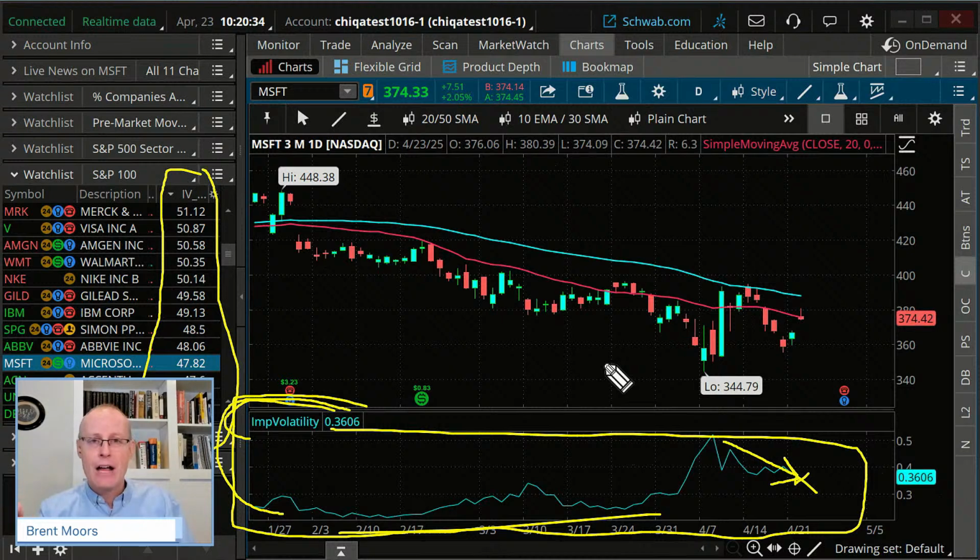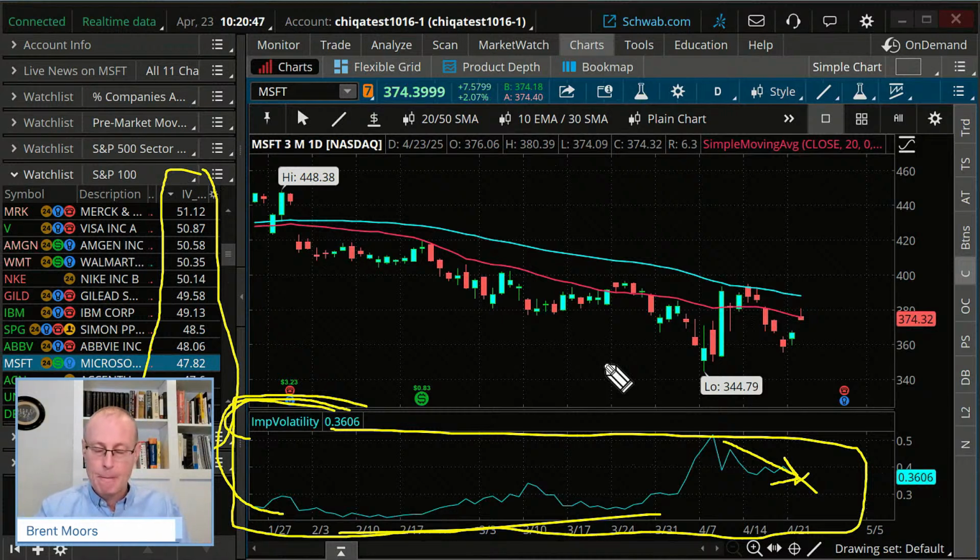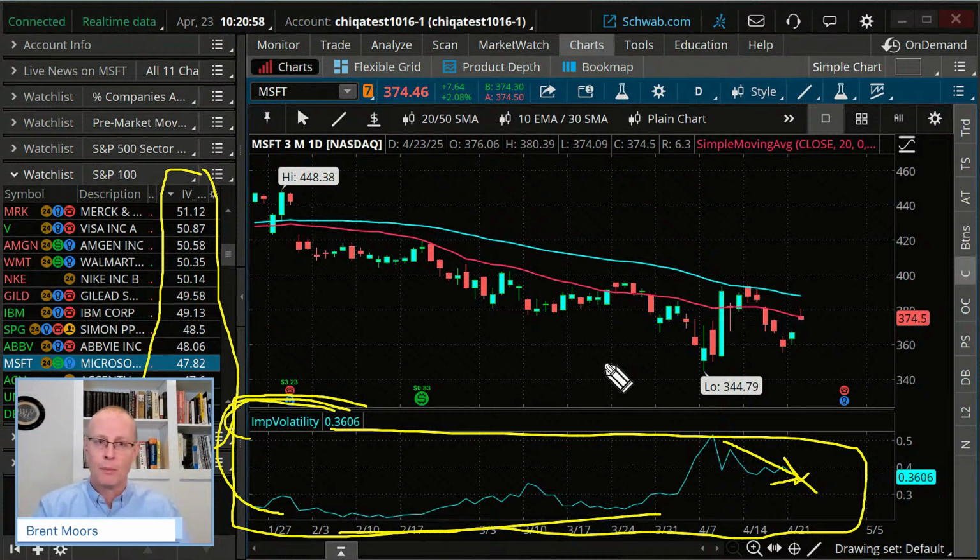Okay, buyers of options tend to like implied volatilities that are low that they expect are going to rise. Buyers of options tend to like IVs that are low because they can buy for cheaper, and they expect them to rise. That means their vega is going to help you out on that.